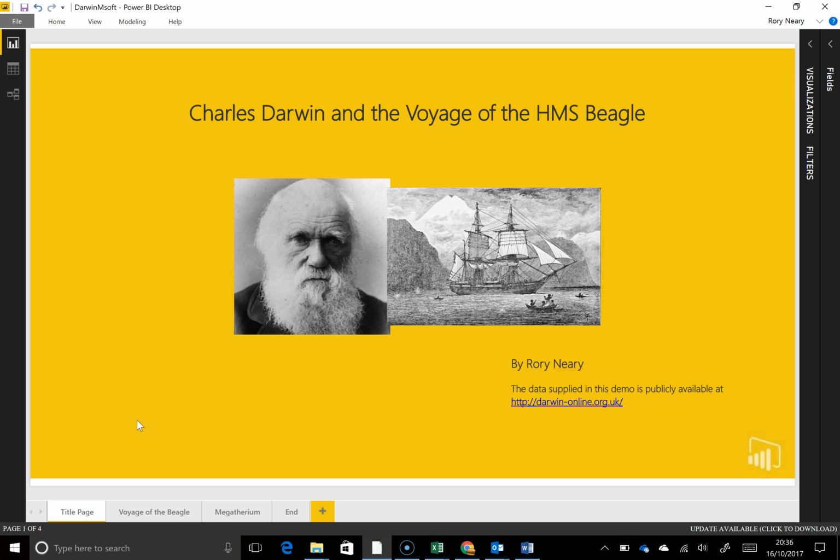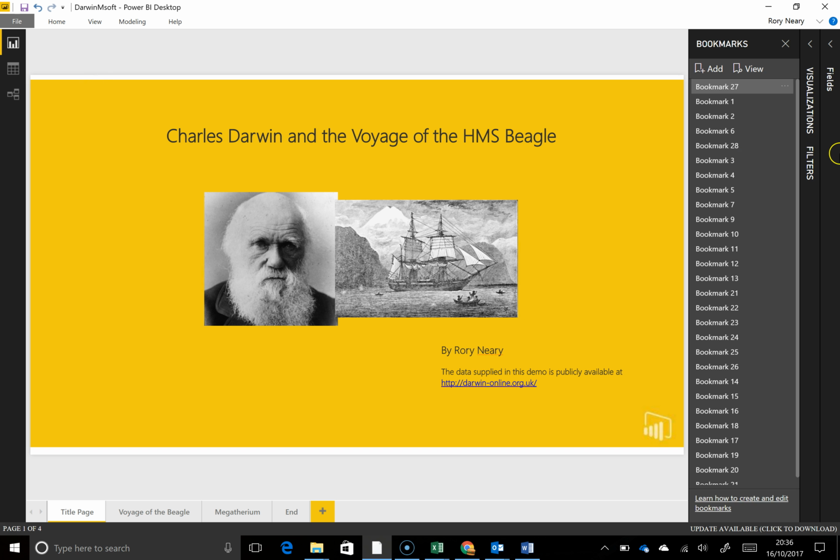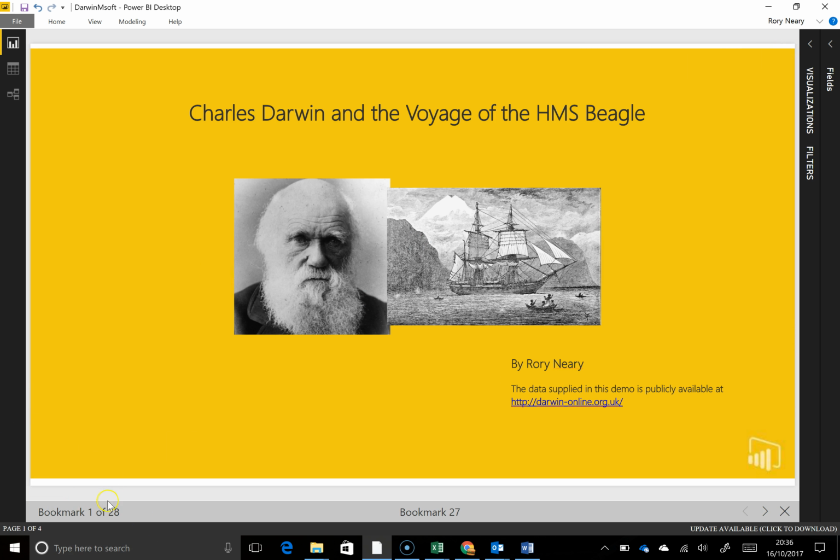So I've opened up the PBIX file, and in order to access the bookmarking piece, you have to go to View, the Bookmarks pane, and then you click View, and you are good to go at this point. So we can see we're on bookmark 1 of 28. The bookmark names aren't really relevant at this point. You can't even change the names at the moment. I'm sure that will all change.